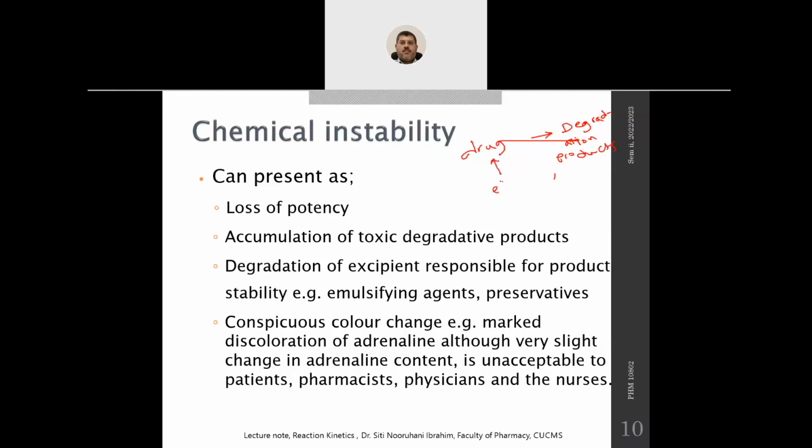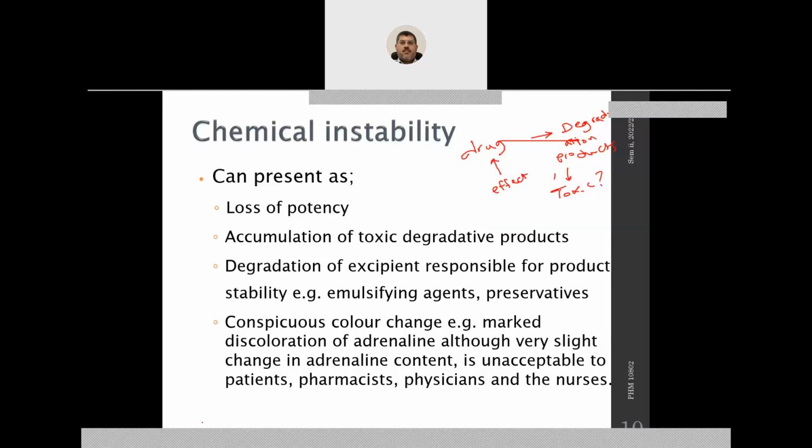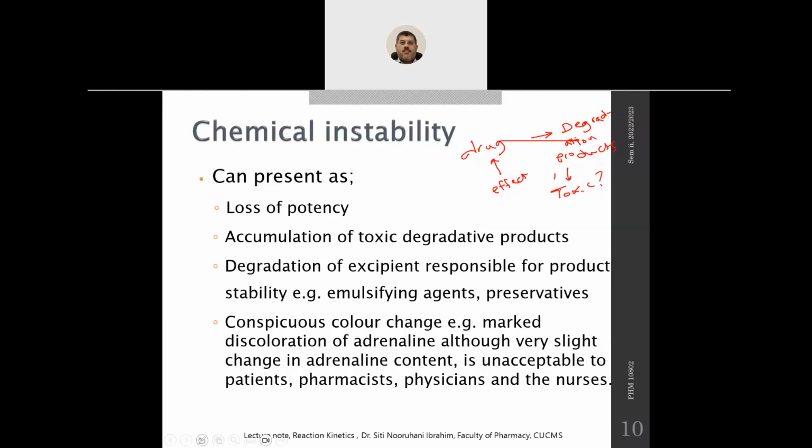The drug is responsible for the effect. And these degradation products may be, not all of them, but may be toxic. Okay? So the chemical instability may result in loss of potency when the drug amount decreases, and will result in accumulation of toxic degradation products if the degradation products are toxic, right?